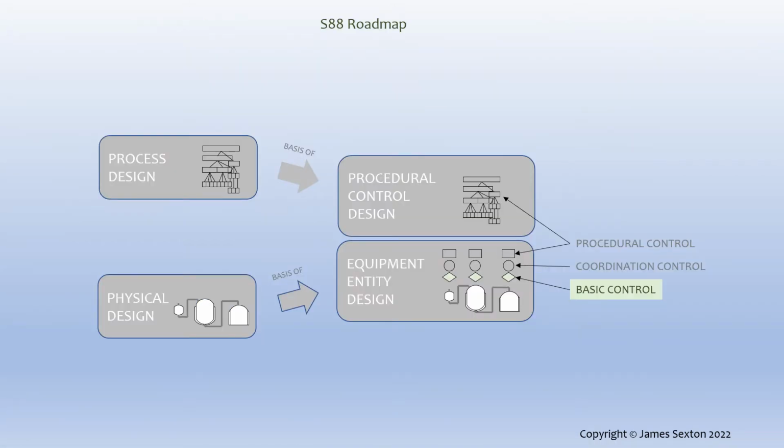The definition of basic control is control that is dedicated to establishing and maintaining a specific state or behavior of equipment and process. Practically, it is all the control and monitoring that we normally see on a P&ID, including regulatory control loops and equipment-orientated sequences.